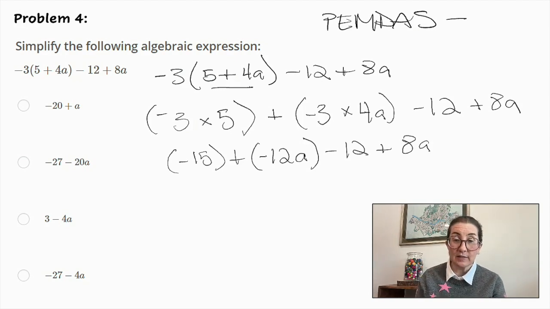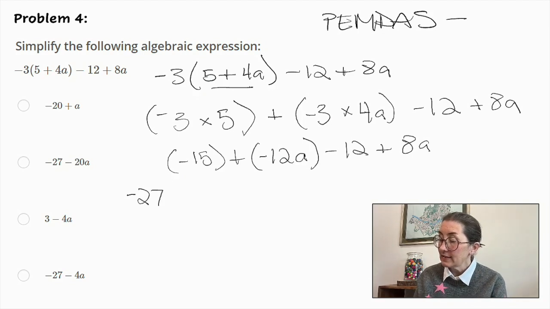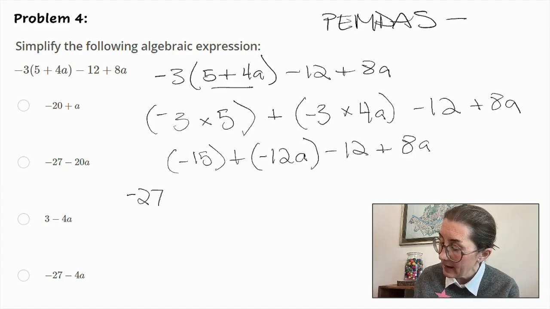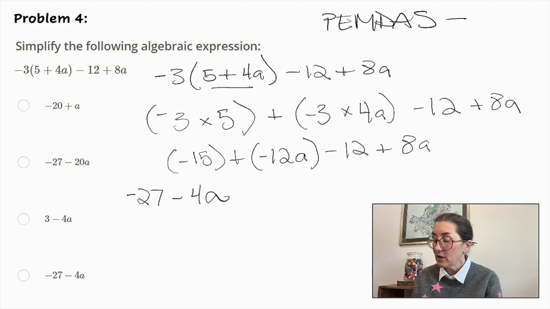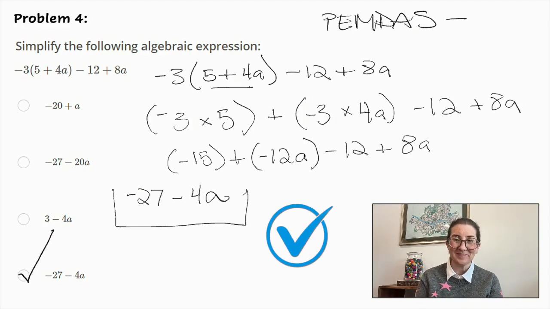Now we're going to put like terms together. So -15 minus 12, and that is -27. And we've got -12a plus 8a, and that is -4 or minus 4a. So our simplified algebraic expression is -27 minus 4a, and there you have it.